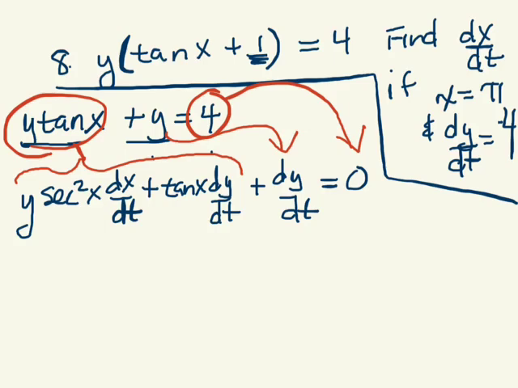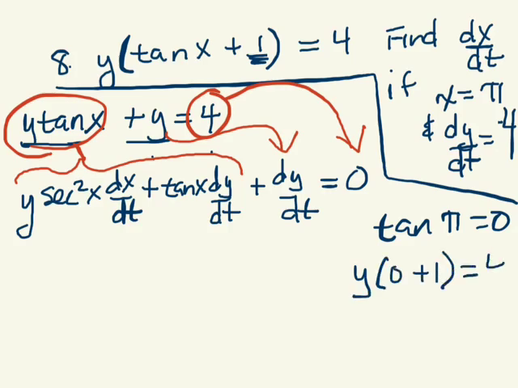And what I'd like to do is start substituting in and see if something good comes up. Additional information. If I put in pi for x, the tangent of pi, like the tangent of 180, is actually going to be 0. So that's going to be helpful for us. Tangent of pi is going to equal 0. And therefore, if that's the case, then y times 0 plus 1 equals 4. And that's really y is equal to 4.